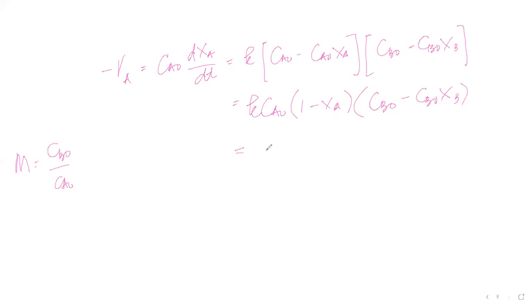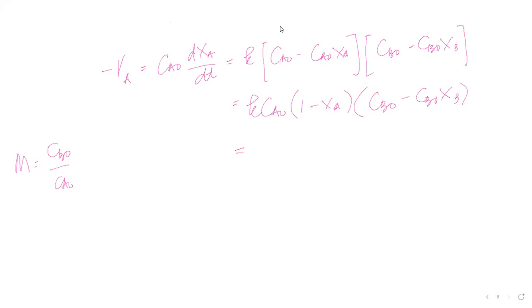So what will I do? I need to see a CbO over CaO. So what do I need to do? Anyone? I need to see this here, so that I can have an M based on the derivation that Levenspiel provided for us. So what will I do? Anyone?